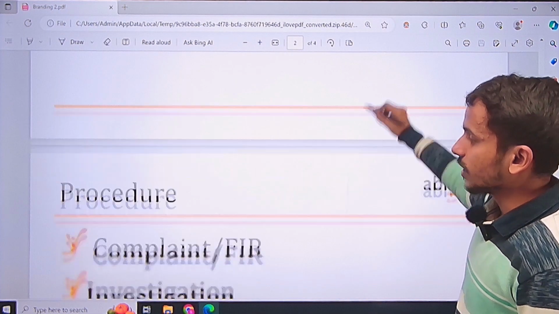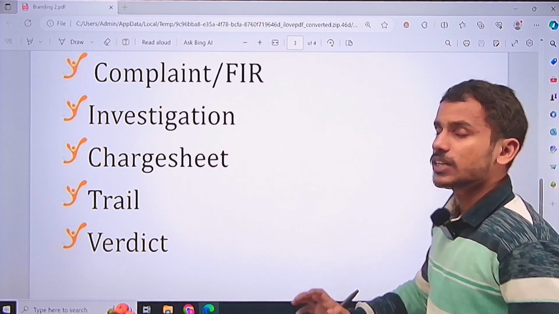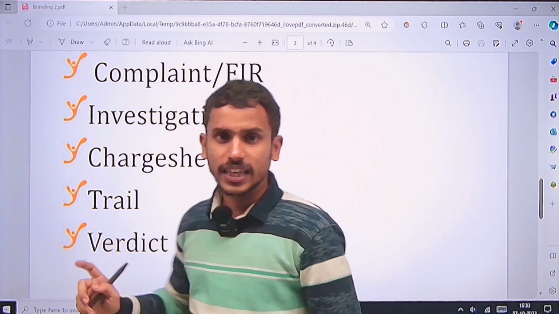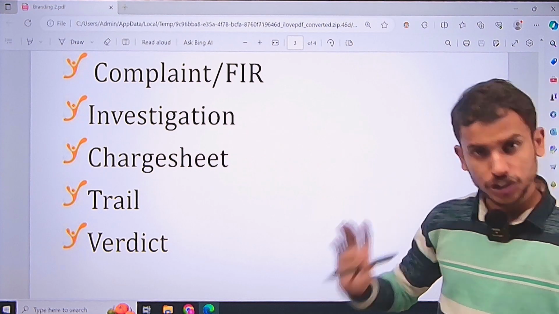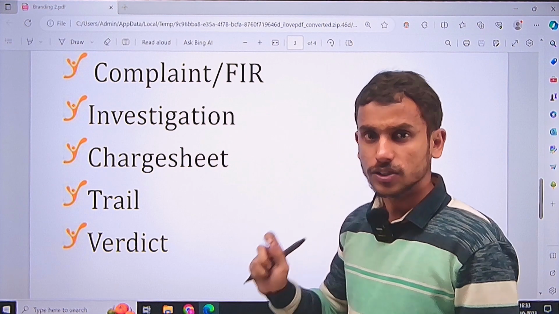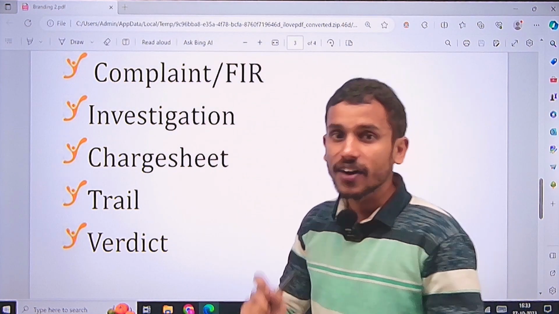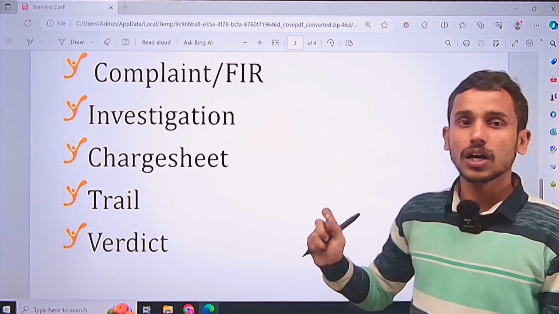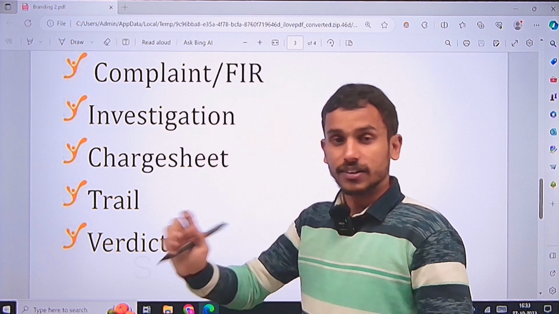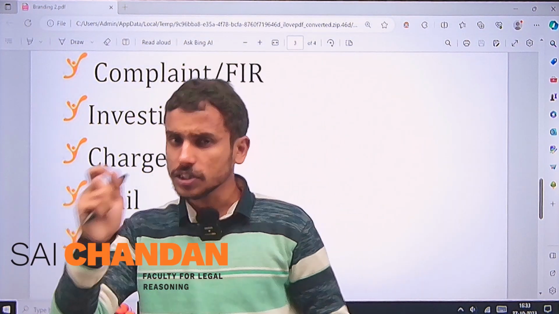Okay, let's understand the procedure, right? So every criminal trial starts with either a complaint made to the police officer or the magistrate, the judicial magistrate first class of the concerned area, or an FIR, first information report, which is lodged with the police, right? The station house officer, whenever under 154, the provision is not important, the concept is important.